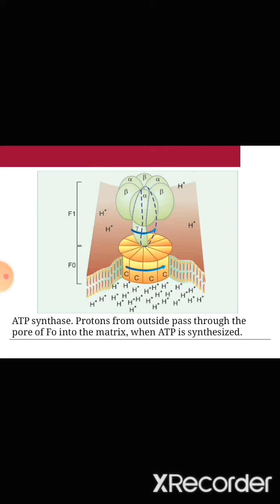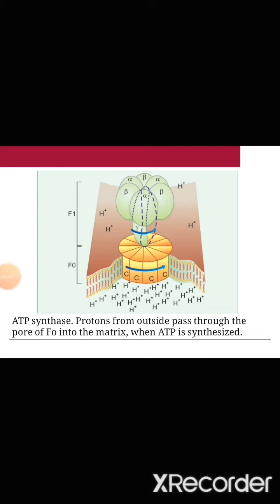The FO unit is hydrophobic in nature, and it spans the inner mitochondrial membrane. This acts as a channel through which protons enter into the mitochondria. It has 4 polypeptide chains and it is connected to F1.